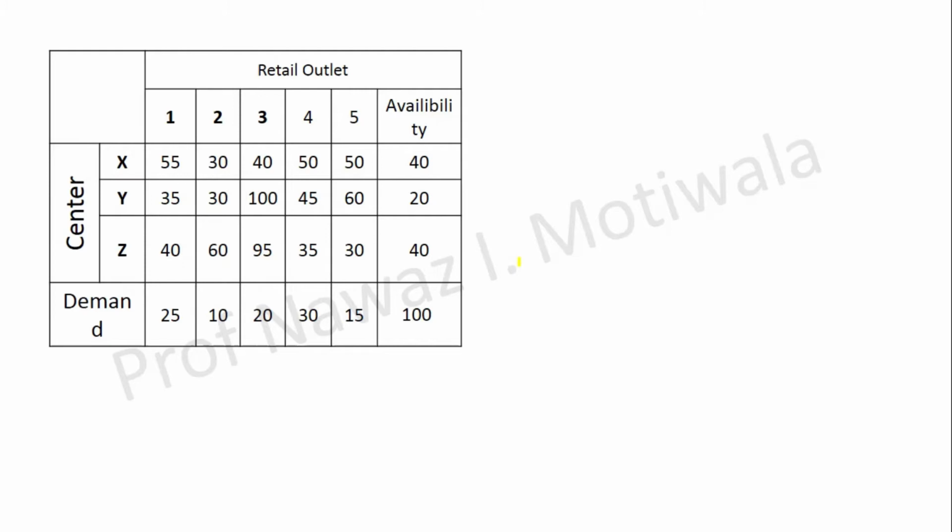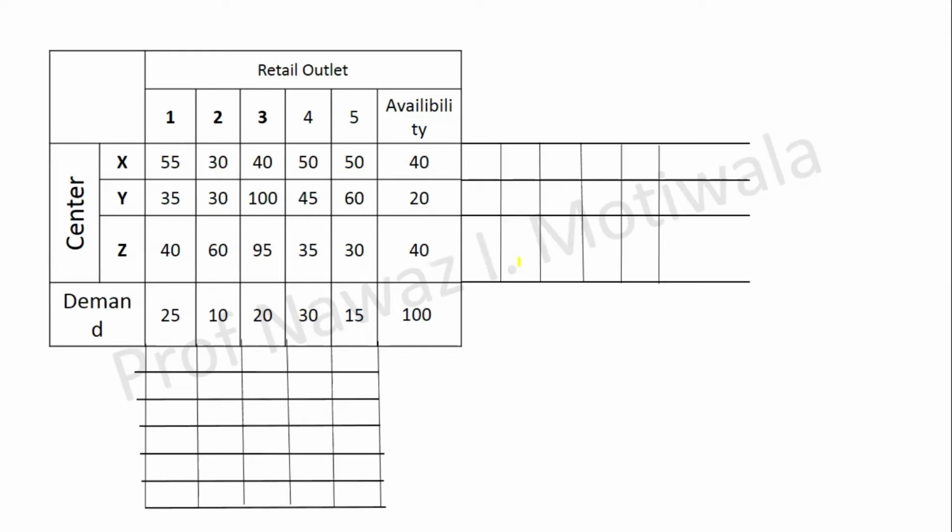For Vogel's approximation method, I need to make some penalty rows and penalty columns. So I will now start calculating the penalties for each row and each column. And how to calculate penalties? Just take the difference between the two minimum numbers of that particular row or column. In the first row, you can observe that the two minimum numbers are 30 and 40, so the penalty will be 10. Second row, similarly, it will be 5. And third row, it will be 5, because the minimum number is 30 in the third row and 35 is the second minimum number.